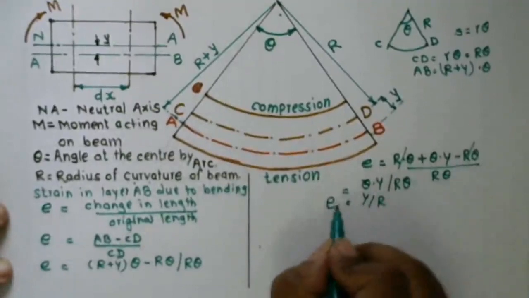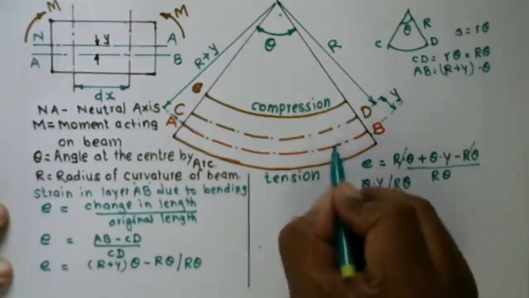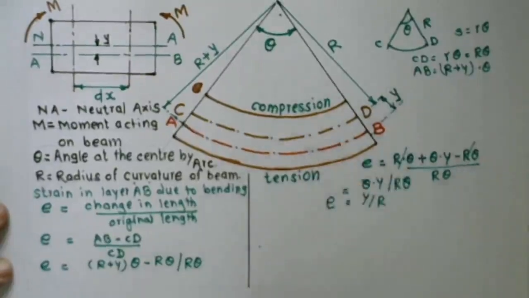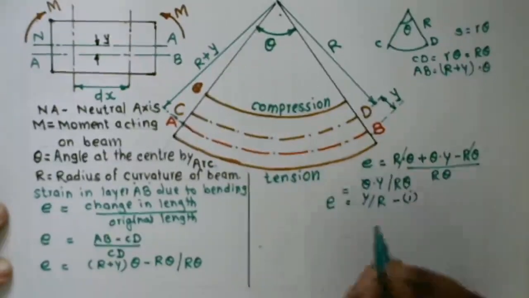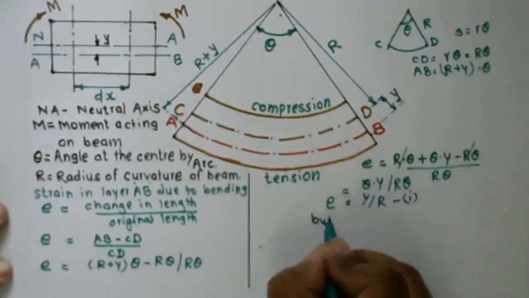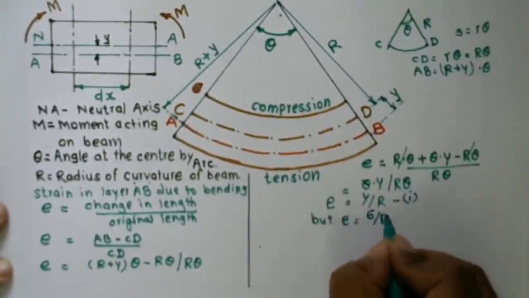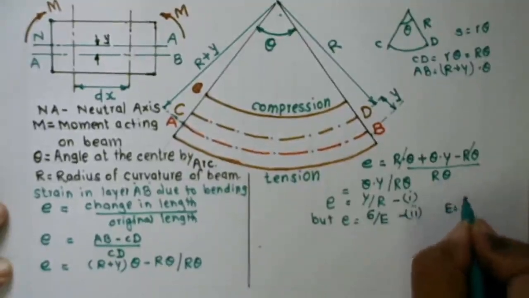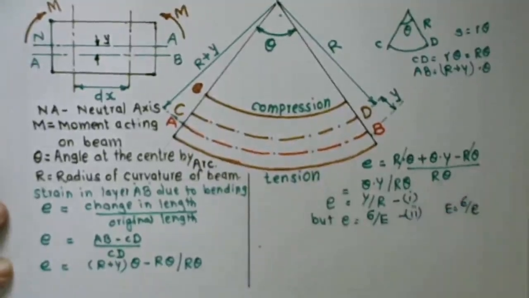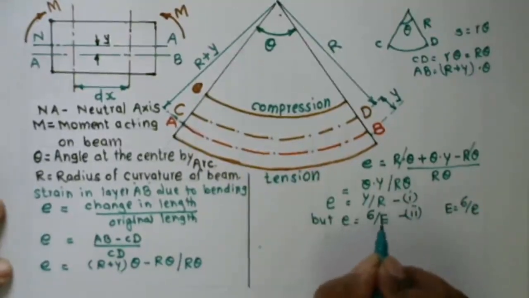It means the strain of a layer is proportional to its distance from the neutral axis. That we may call equation number 1. But e is equal to sigma upon E according to Hooke's law. Our basic equation, e is equal to sigma upon E, stress upon strain. So from that equation you may write e is equal to stress upon modulus of elasticity E.